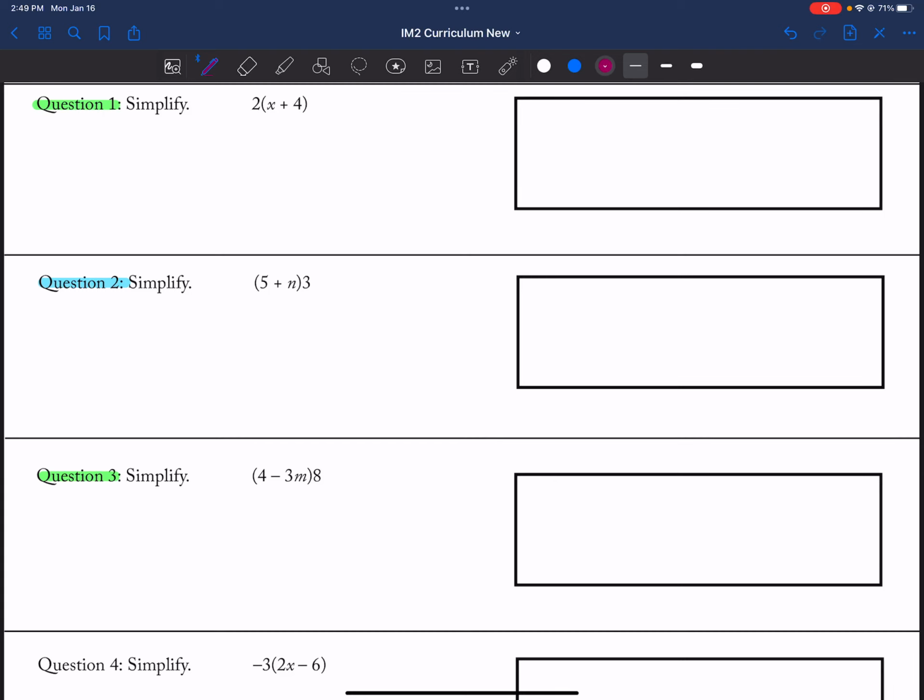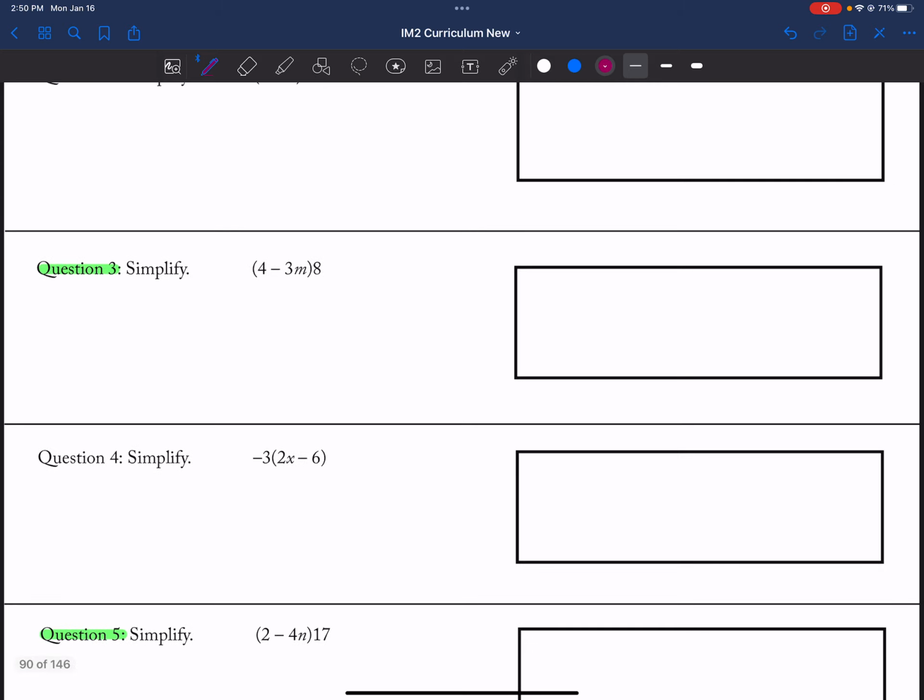Okay, so let's go ahead and take a look at all the odd numbered questions. So you're going to use distributive property. You take your 2 times the x, and you get 2x, and then 2 times 4, and you get 8. So you get 2x plus 8. And then distributive property works backwards also, so you could take the 8 times 4 and the 8 times 3. So you get 32 minus 24m.